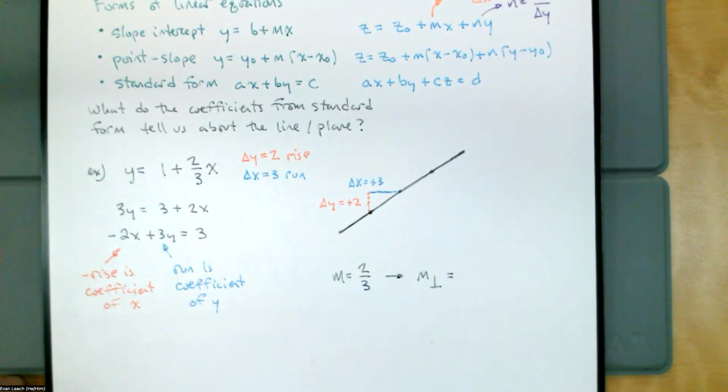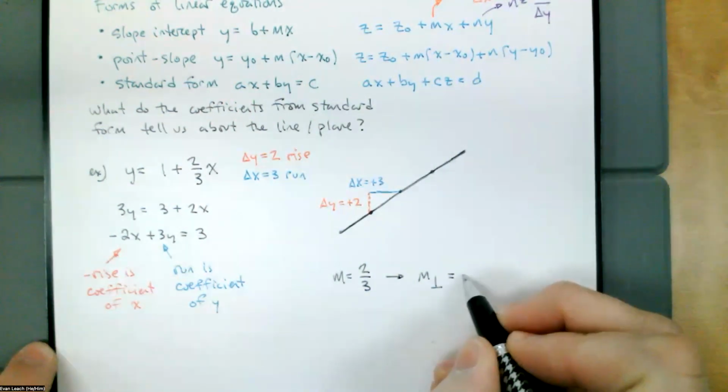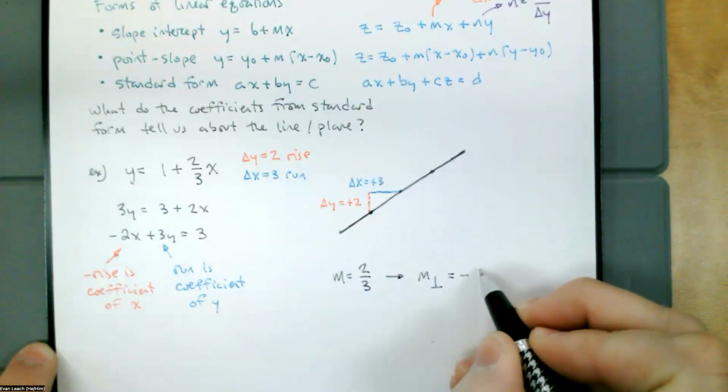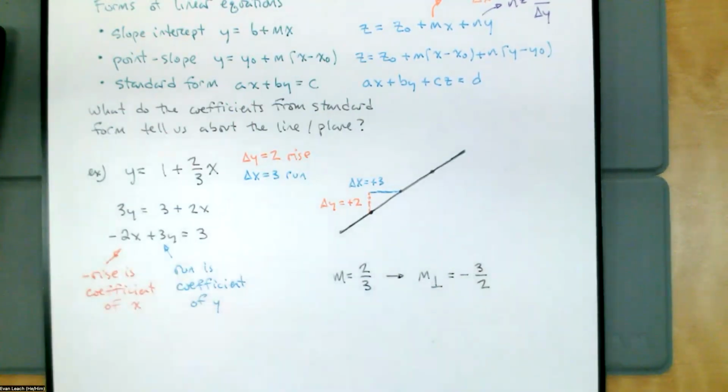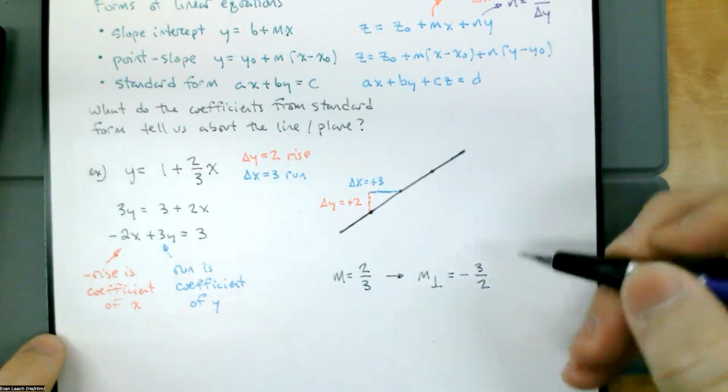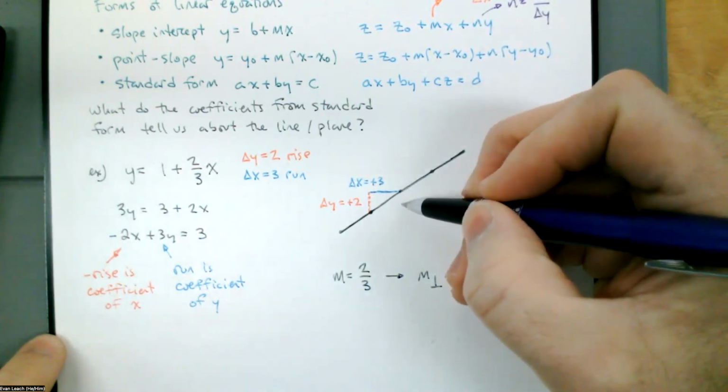Opposite and reciprocal, right? Perpendicular slope is the opposite reciprocal, or the reciprocal of the opposite. Let's draw that on our picture. A slope of -3/2 would drop down 3.